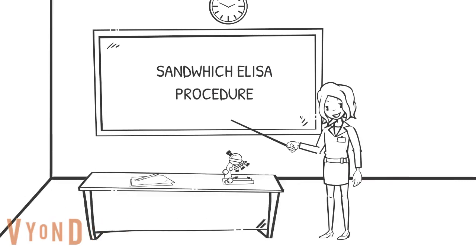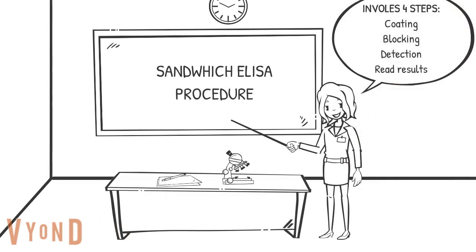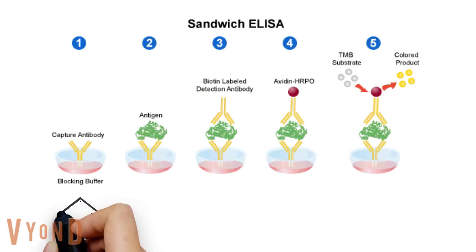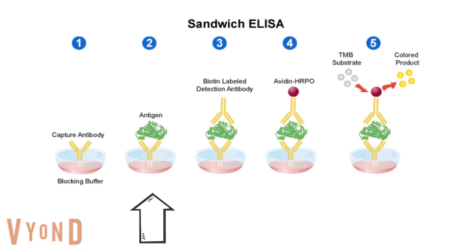The first step in this procedure is the plate is coated with a suitable capture antibody. Blocking buffer is then added to block remaining protein binding sites on the plate. The second step, a sample is added to the plate and any antigen present is bound by the capture antibody. A suitable biotin labeled detection antibody is added to the plate and also binds to any antigen present in the well. Avidin, HRP, is added and binds the biotin labeled detection antibody. TMB substrate is added and converted by HRPO to a detectable form.